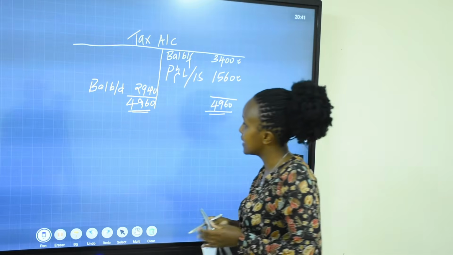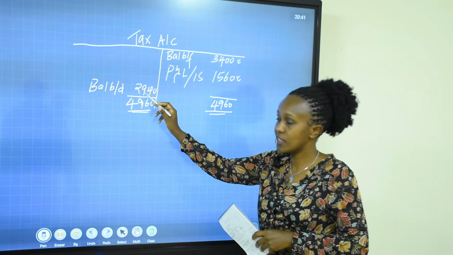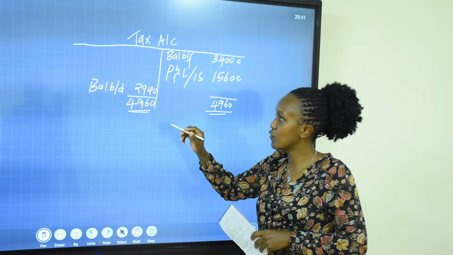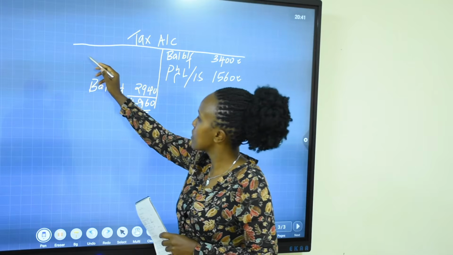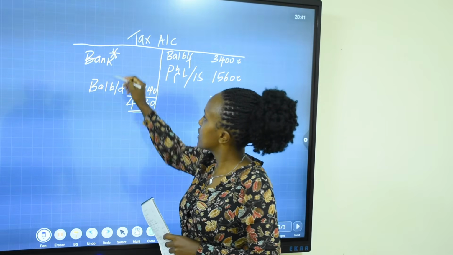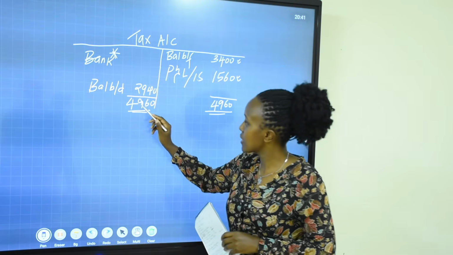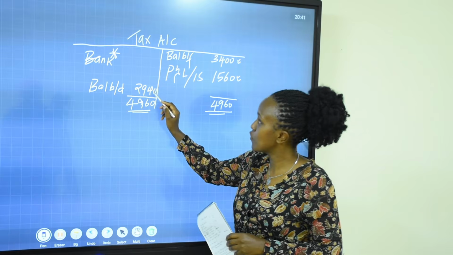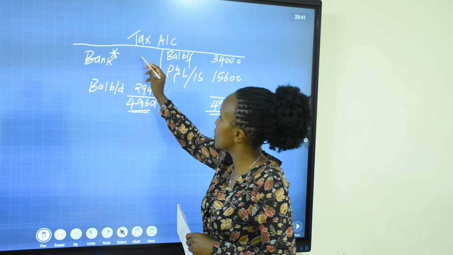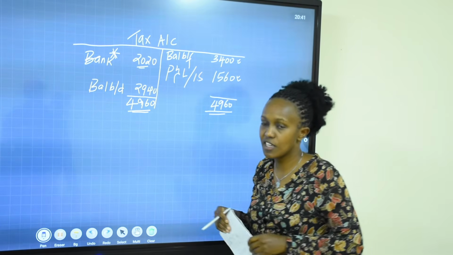But we realize that the tax that has not yet been paid, that is payable at the end of 2017, is 2,940. So then you ask yourself, working backwards, how much tax was paid? You compute how much tax was paid in the bank. So the tax that was paid in the bank is 4960 minus 2940. Working backwards, you subtract, and you find that the tax that was paid was 2020. This is the tax that was paid during the year.